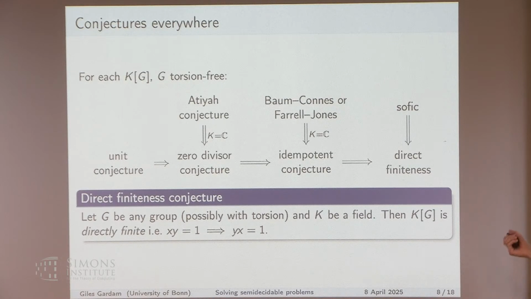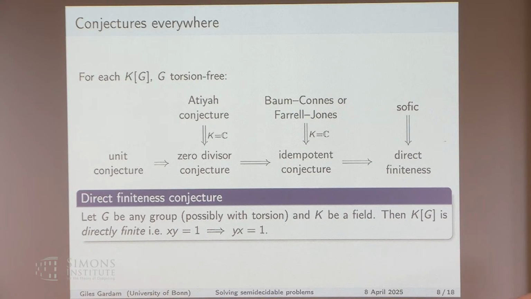It says, whenever I take a group ring KG, then it's directly finite, which is a sort of funny word that just means everything that's left invertible in that ring is also right invertible. So if xy equals 1, then yx equals 1. What does this have to do with finiteness? Well, for example, finite sets are exactly the sets where injective self-maps are also surjective and vice versa. And this property is true, say, for the ring of endomorphisms of a finite dimensional vector space. It characterizes finite dimensional vector spaces amongst vector spaces.